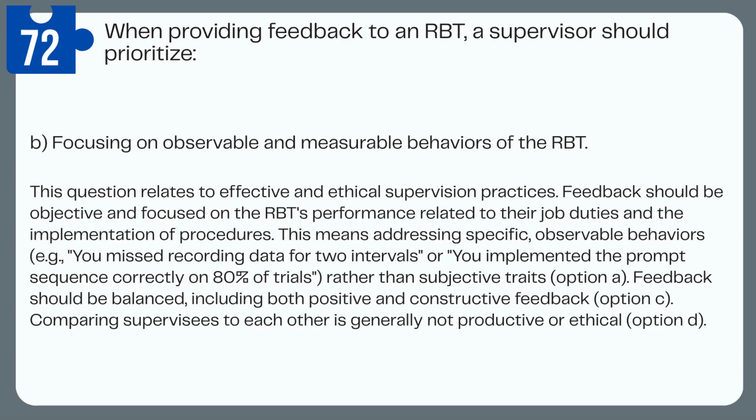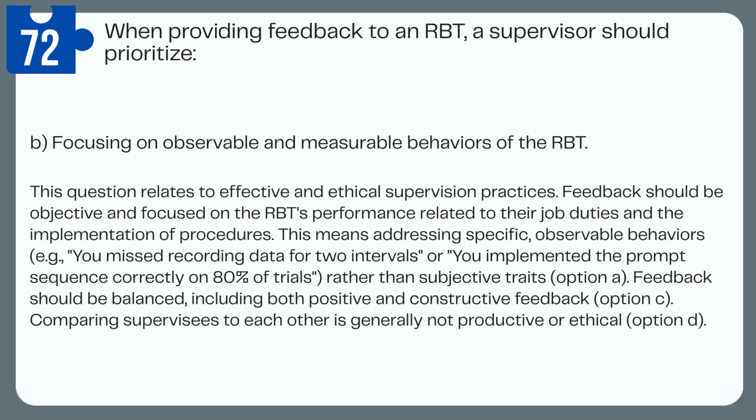Answer: B. Focusing on observable and measurable behaviors of the RBT. This question relates to effective and ethical supervision practices. Feedback should be objective and focused on the RBT's performance related to their job duties and the implementation of procedures. This means addressing specific, observable behaviors. Example: you missed recording data for 2 intervals, or you implemented the prompt sequence correctly on 80% of trials, rather than subjective traits. Option A. Feedback should be balanced, including both positive and constructive feedback. Option C. Comparing supervisees to each other is generally not productive or ethical. Option D.